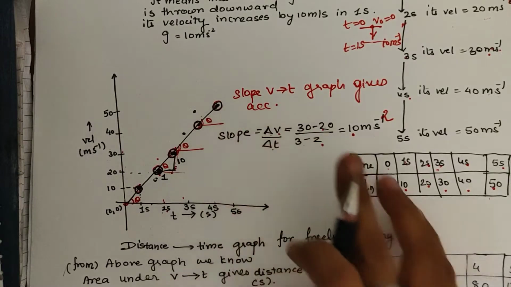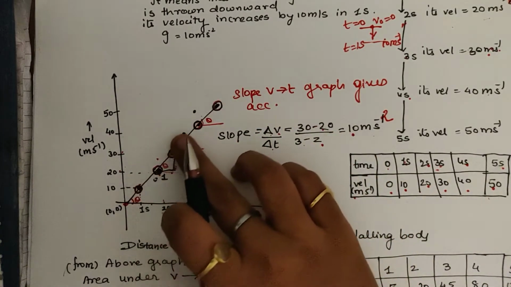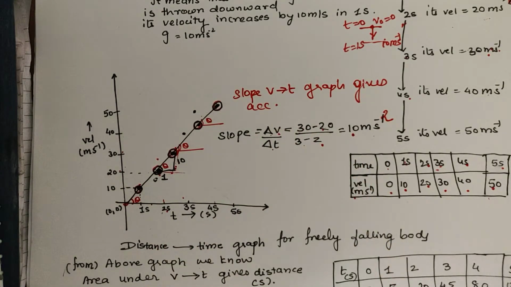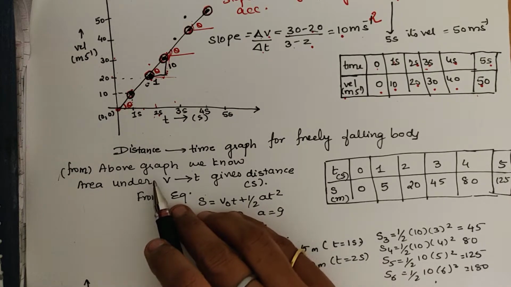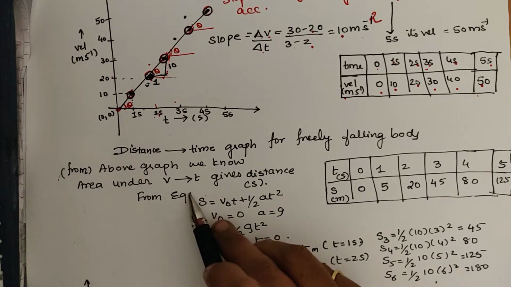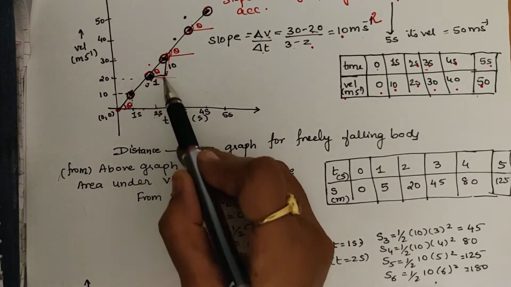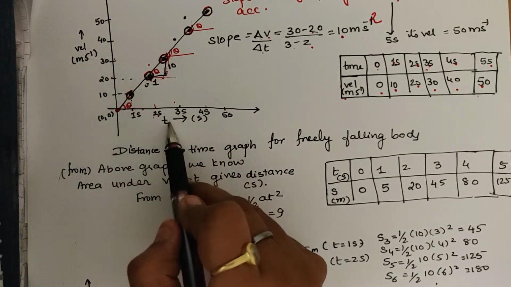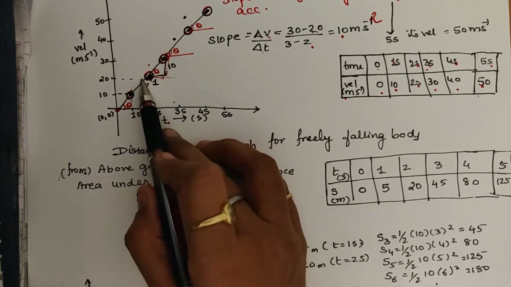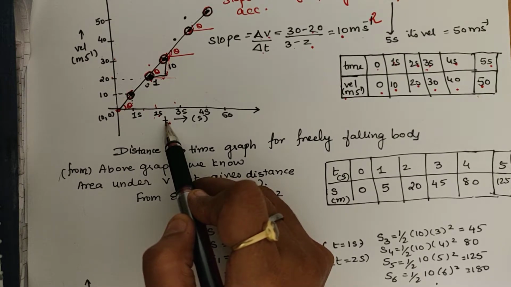Clear first of all this. Now the velocity versus time graph for the body which is thrown downward would be like this. Now if I want to draw the distance versus time graph, or the displacement versus time graph, we will again use the fact that the area under the curve of the V versus T graph gives us what?